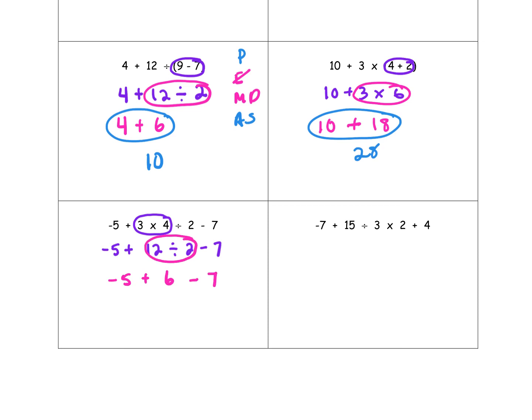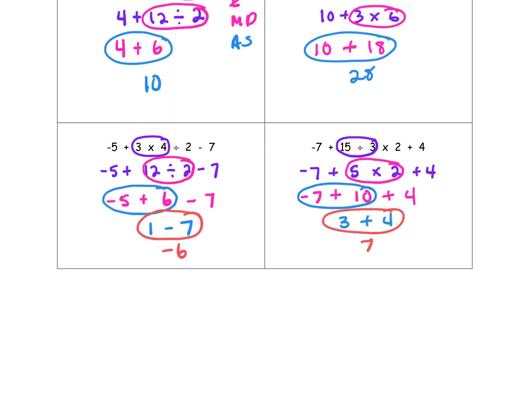We no longer have multiplication or division, so now we're going to work on addition and subtraction, whatever we see first. And we see addition, so we're going to take negative 5 plus 6, which would be 1. And we're going to drop down minus 7 that we didn't use. And then finally, 1 minus 7 would give us negative 6. So would you please try the final problem, replay this video when you're done to look for the answer, and the final result should be 7.